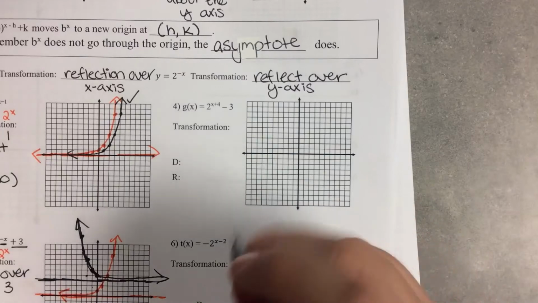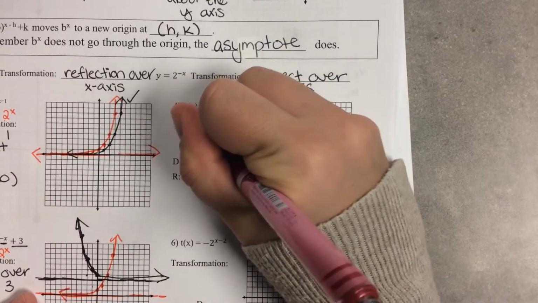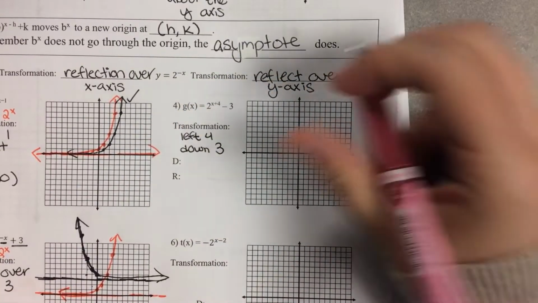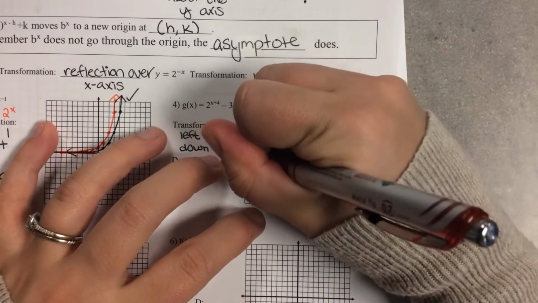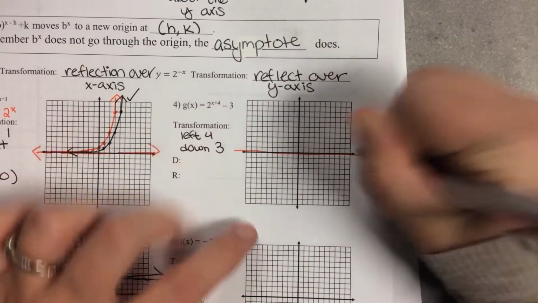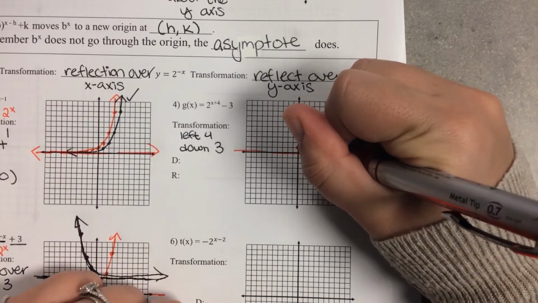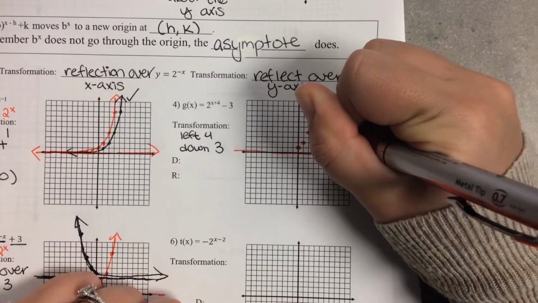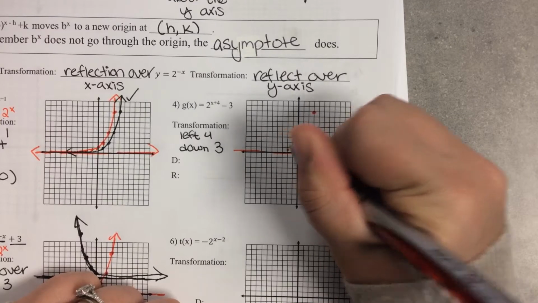All right, you've given number 4 a try. So the transformations: it's going to move to the left 4 units and down 3 units. Our parent graph normally starts with an asymptote through 0. The point is going to start at 0, 1, and it's going to double because our base is 2. So 2, and then 4, and then 8. And it's going to cut in half as we go to the left.